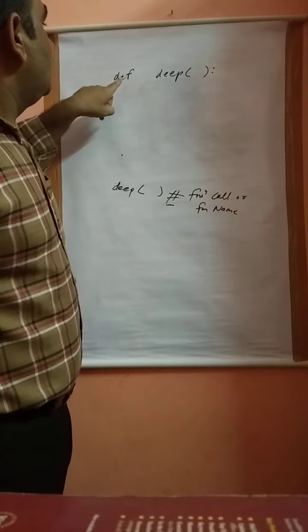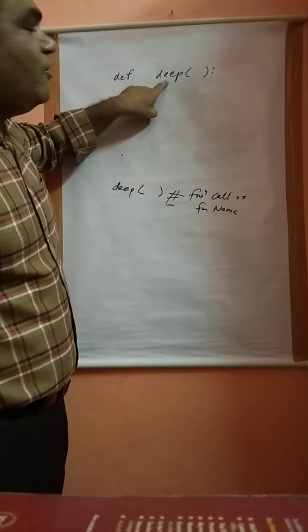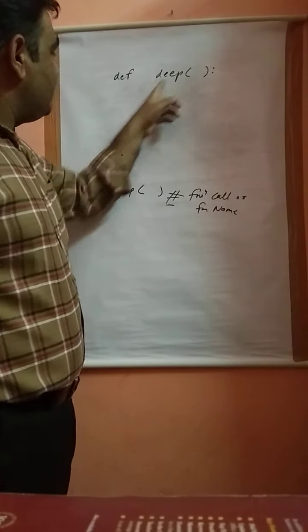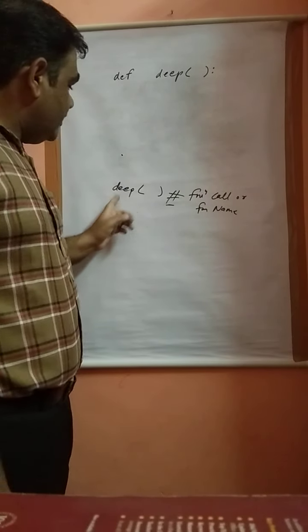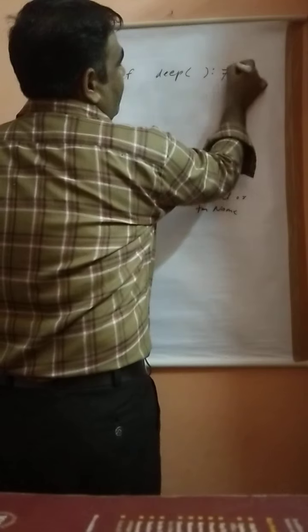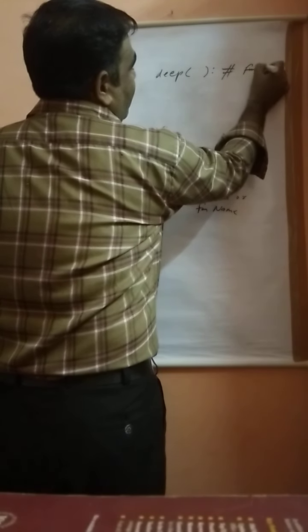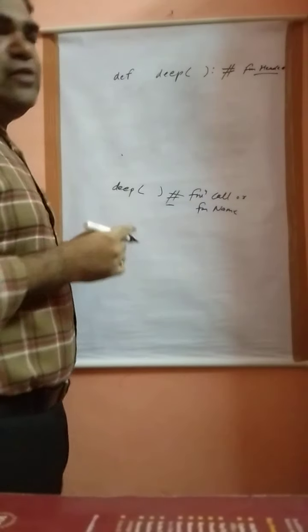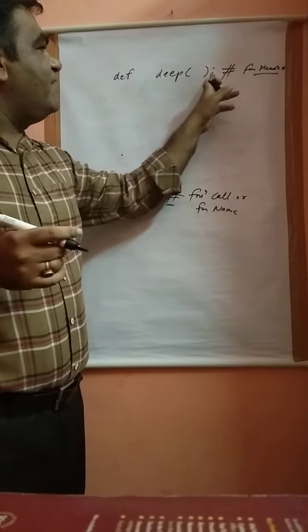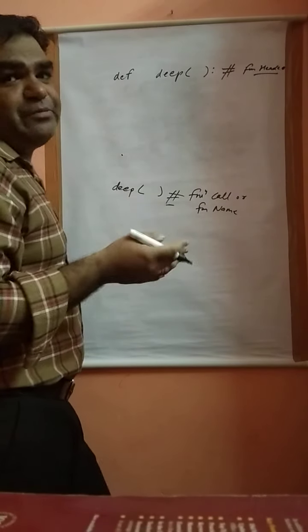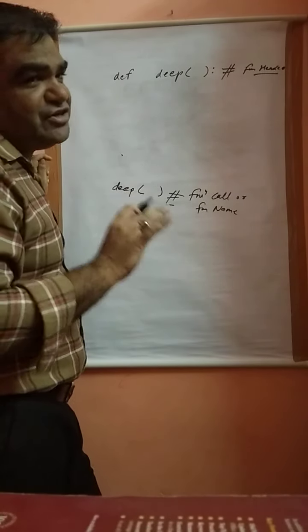It's compulsory to write the def keyword before function definitions. This is the function name or function call, and the same name you write here in the function header. This is your function header. So I just write here function header, and you always terminate the function header with the help of the colon sign.